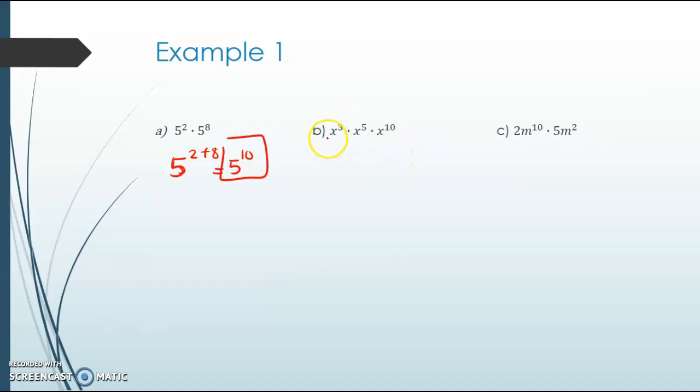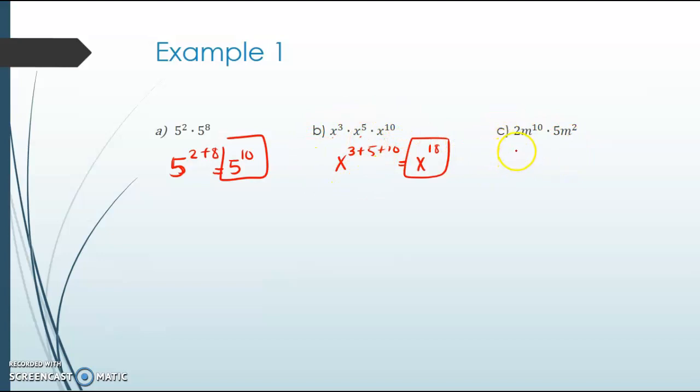All right, so when I look at B, all three of these have the same base, x, x, and x. So I'm going to have x, and they're all being multiplied. So we're going to take 3 plus 5 plus 10. And so that is going to give us 3 plus 5 is 8, 8 plus 10 is 18. So we'll get x to the 18th power. And again, I want to see this step right now.